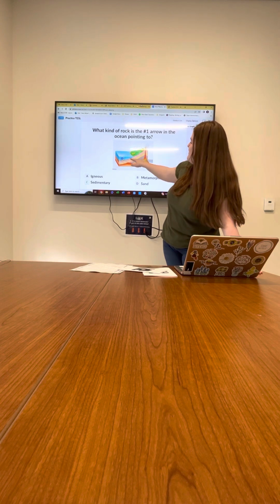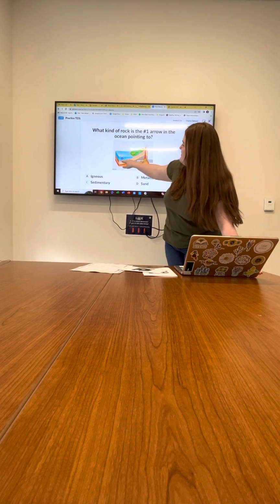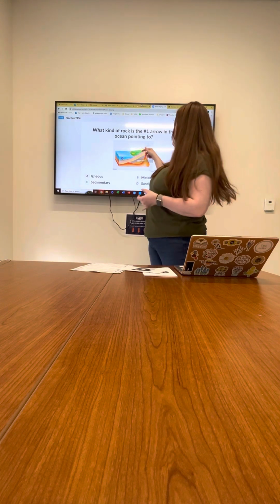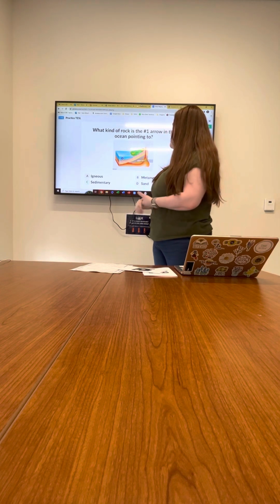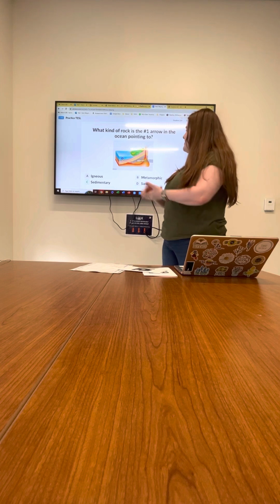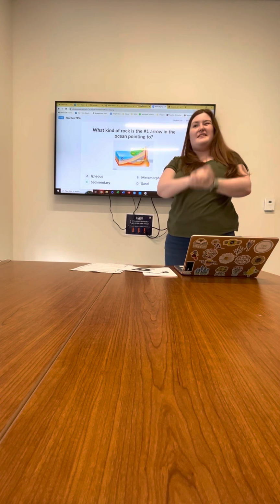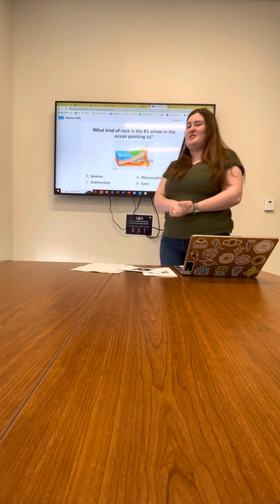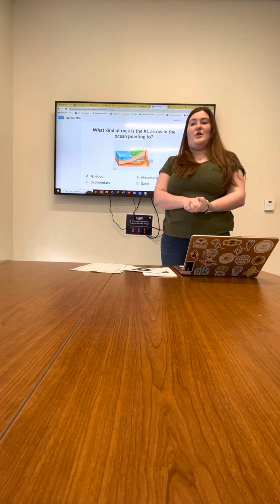So sedimentary rock right here is going to be formed from all the sediments and debris that just kind of fall into the ocean, all right? Metamorphic rock is going to be the ones that are kind of under pressure and they're in between stages. And then igneous rock is going to be our really dark, hard rock that comes from volcanoes.